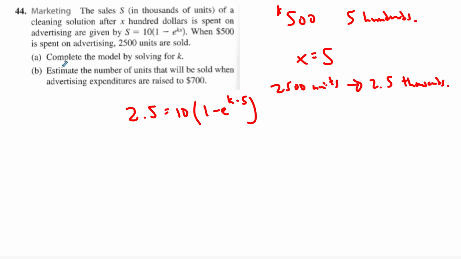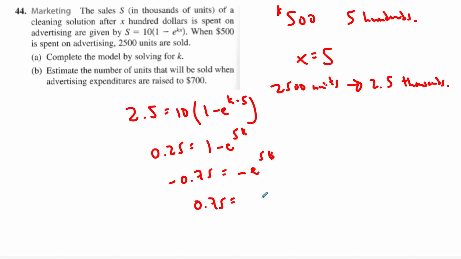Now, complete the model by solving for k. Hey, if I plug that information in, that particular data point, I'm good. So then what? Well, let's divide by 10. So that's going to be 0.25 equals 1 minus e to the 5k. It's a little easier, right? Then I'm going to subtract 1, which is negative 0.75 equals, don't forget that negative, right? Stays with the e. Divide both sides by negative 1. I'm going to take the natural log.